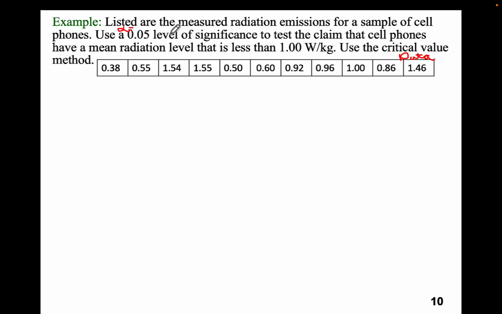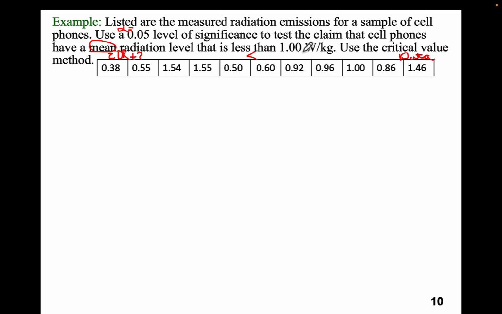To test the claim that cell phones have a mean radiation level, there's that word, mean. So we're going to have to decide student t or normal distribution, so z or t, because the claim's about a mean. Mean radiation level less than 1.00 watts per kilogram. And they want us to use the critical value method.